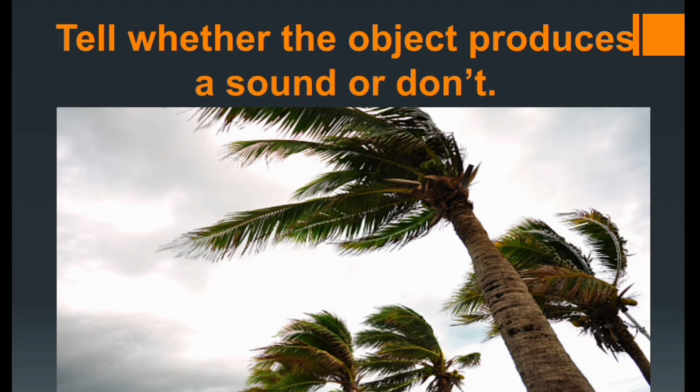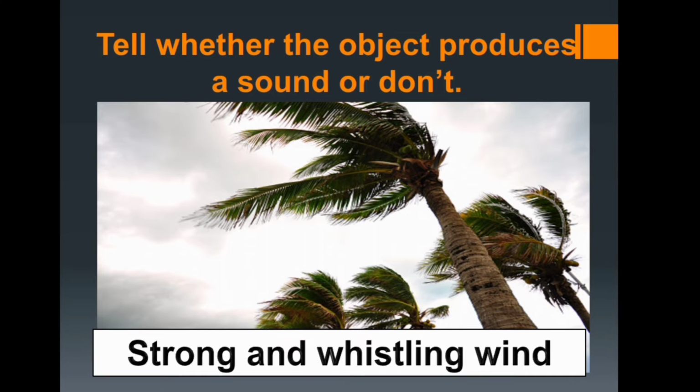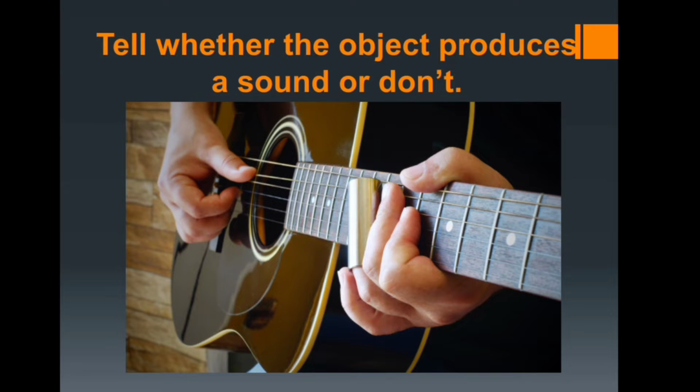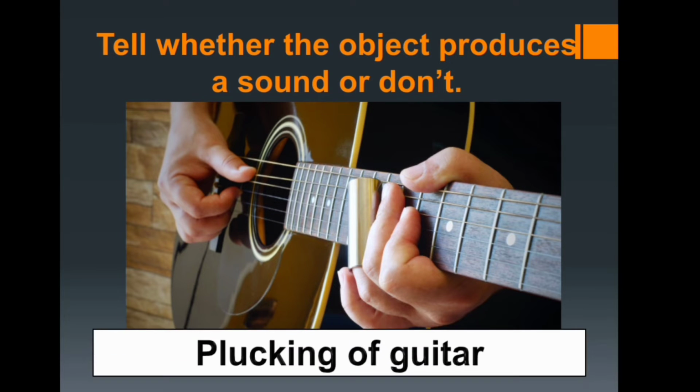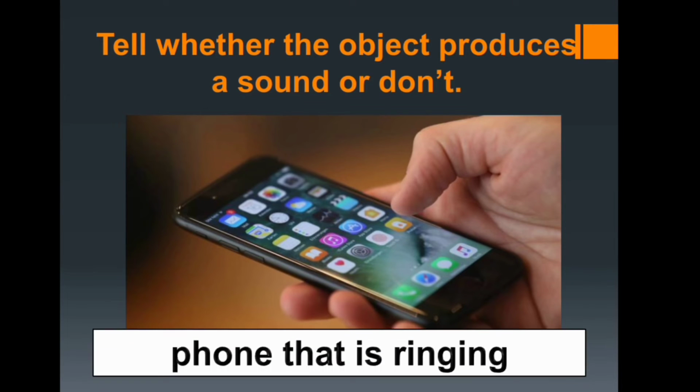Now, meron tayo ditong exercise. Tell whether the object produces a sound or not. Strong whistling wind. Yes. Plucking a guitar. Yes. A phone that is ringing. Yes. Kasi kapag yung phone naman, hindi naman nagre-ring, nakalapag lang sa mesa, kung saan pa man nakalapag, hindi naman yun ipoproduce ng sound.